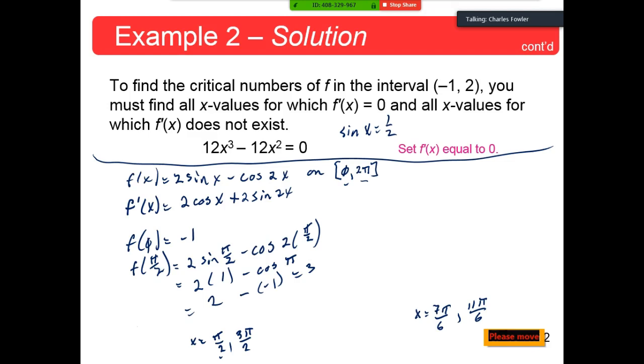Still, -1 could be a potential minimum. Okay? So let's go to the next one. I believe the next one is 7/6 pi. So f of 7 pi over 6 is equal to 2 times the sine of 7 pi over 6 minus the cosine of 2 times 7 pi over 6. Okay. Can anyone remember what the sine of 7/6 pi is?